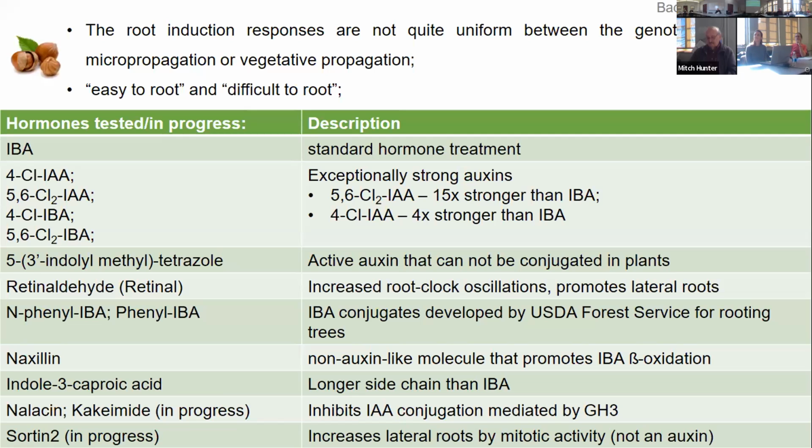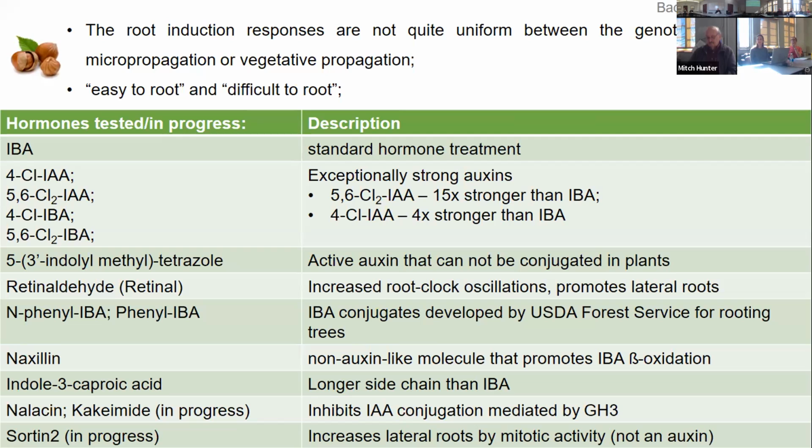So as Jerry said, the root induction responses are not quite uniform between the genotypes. So either for micropropagation, and Lois can tell also for vegetative propagation, right? It's difficult.